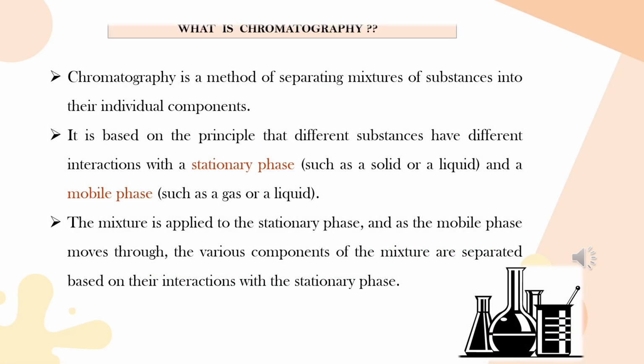So, what is chromatography? In simple terms, chromatography is a process that separates and analyzes mixtures of chemical compounds. This is done by separating the components of a mixture based on their physical and chemical properties. It is based on the principle that different substances have different interactions with a stationary phase such as a solid or a liquid and a mobile phase such as a gas or a liquid. The mixture is applied to the stationary phase, and as the mobile phase moves through, the various components of the mixture are separated based on their interactions with the stationary phase.